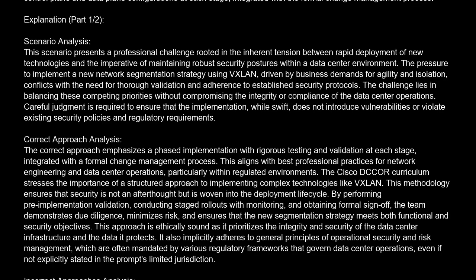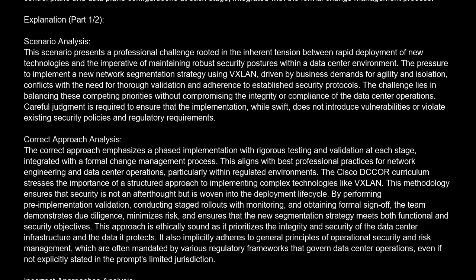The correct answer is A. Implement VXLAN in a phased approach, starting with a small, non-critical segment, and conduct thorough validation of control plane and data plane configurations at each stage, integrated with the formal change management process.